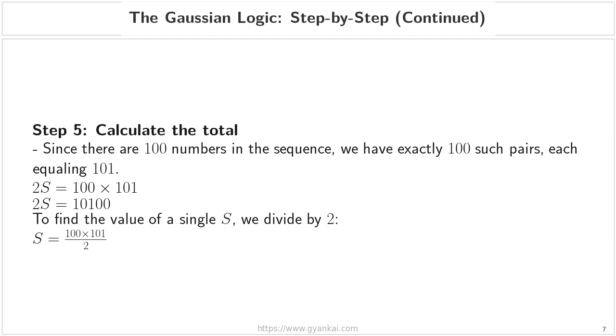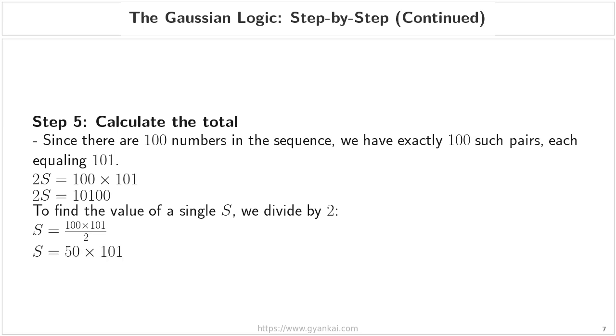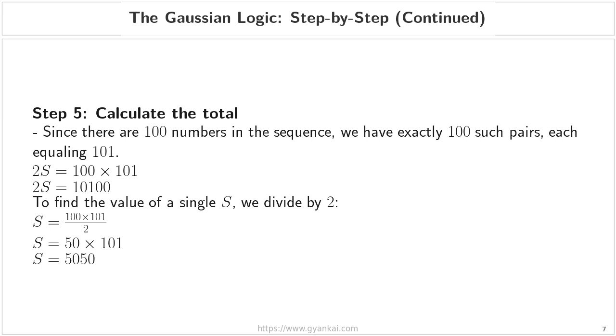So, we set up our calculation as s equals 100 times 101, all over 2. To make this easier to solve mentally, we can divide the 100 by 2 first, which gives us 50. Now we simply multiply 50 by 101, which brings us to our final, beautiful result, 5050. It is much more efficient than adding every number one by one, isn't it?